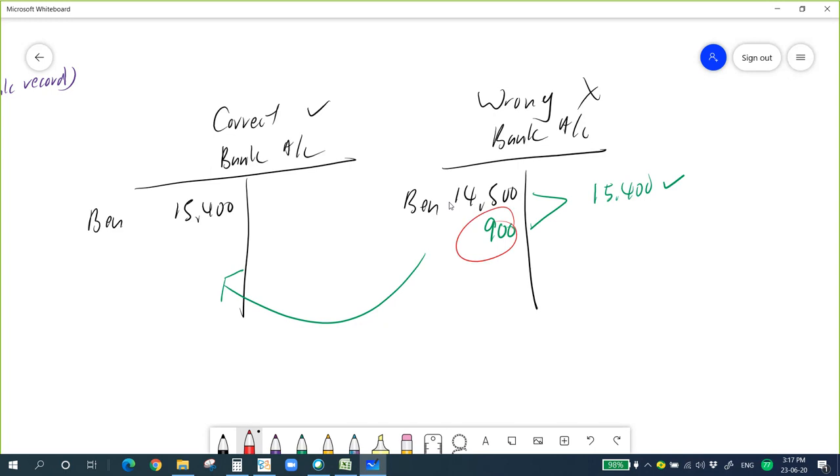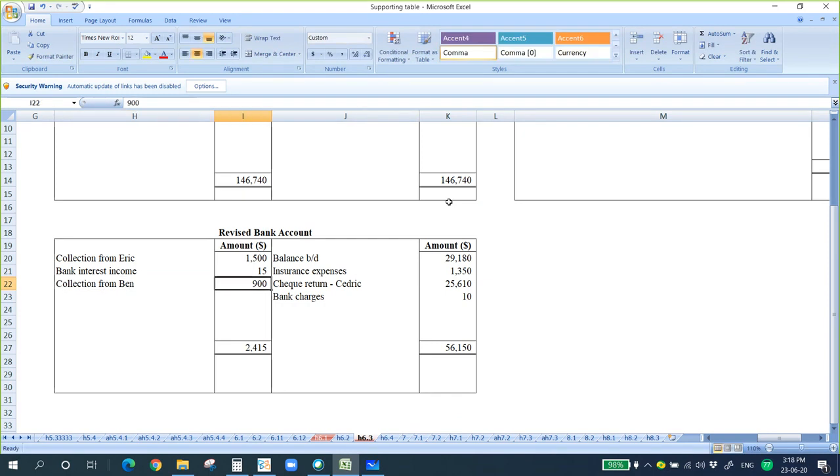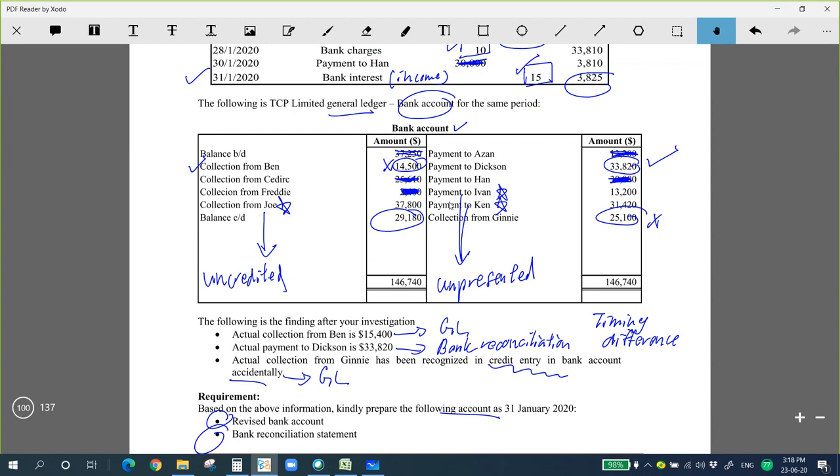So let's move on. This 900, we will write here, collection from bank. Next. So this one will finish. This one, bank reconciliation statement, we will do it later. Actual collection from Genie has been recorded in credit entry in the bank account.